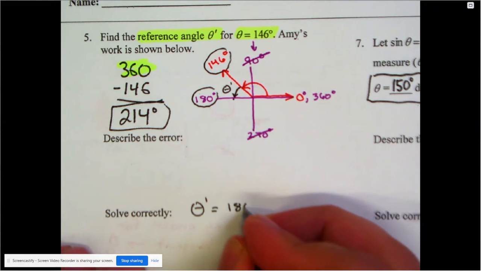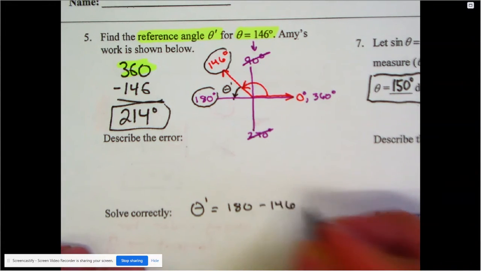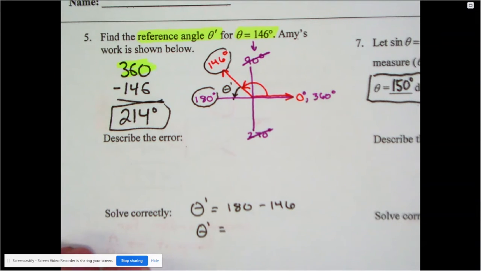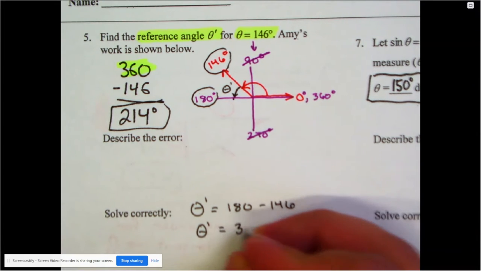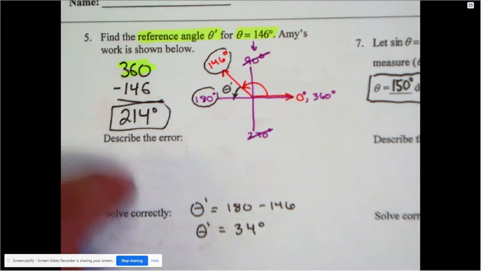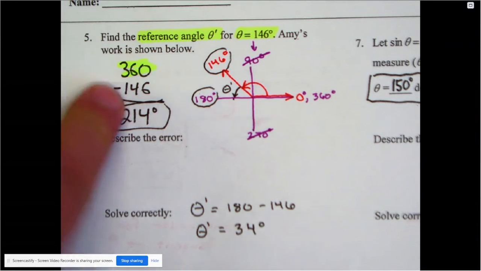So I'm going 180 minus 146, which of course means my angle in this case, well, my angle would be, what is this, 34? Yeah, 34 degrees. And just like that, we're done with that problem. So the mistake was, right, we won't worry about writing it, is that they used 360 instead of 180.